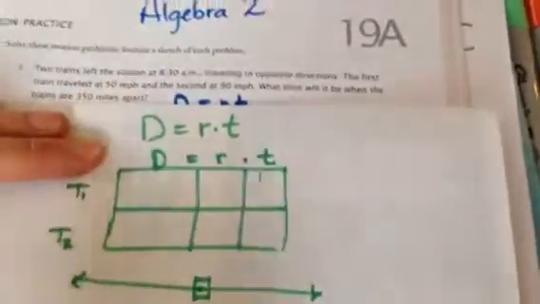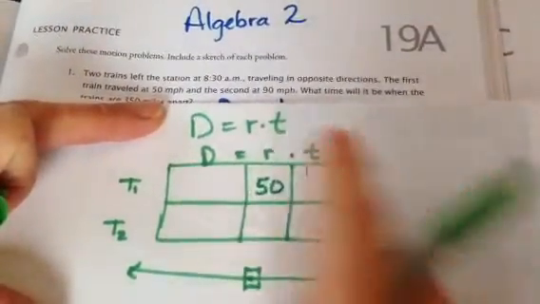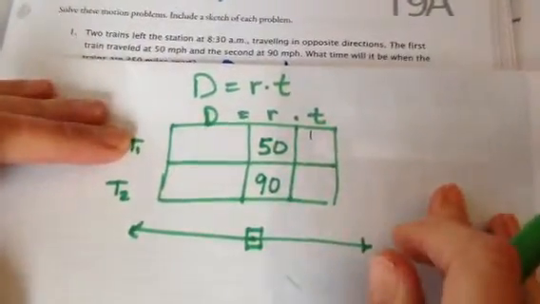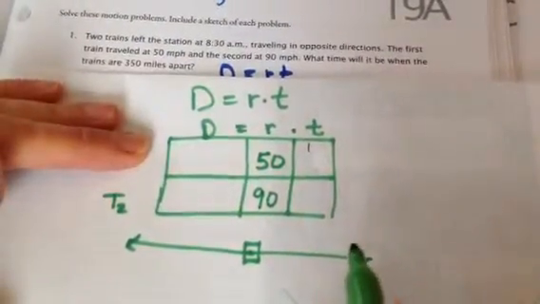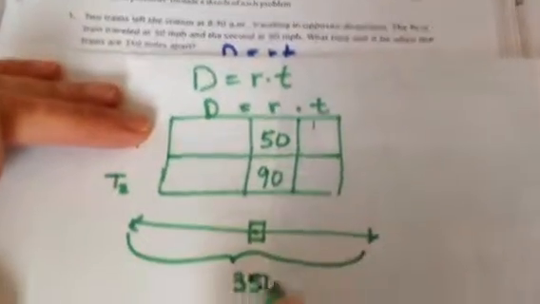So the first train traveled at 50 miles per hour. Now that's a rate, so I'm going to put a 50 right here. The second was going 90 miles per hour. What time will it be when the trains are 350 miles apart? I need this total distance right here to be 350 miles.